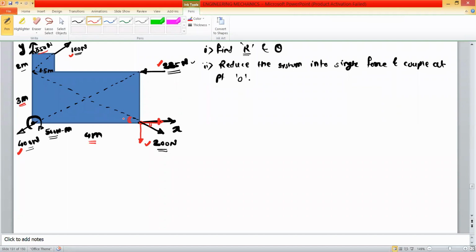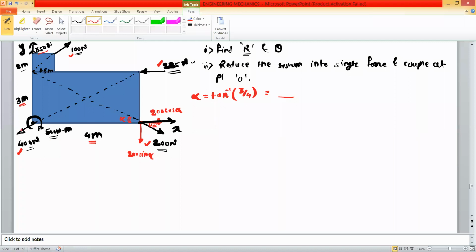Let us take this angle as alpha. So alpha is equal to tan inverse of the opposite side, 3 meter, divided by 4, so it is tan inverse 3 by 4. So you will get the alpha value. This alpha is nothing but this angle. So the x component will be 200 cos alpha and the y component will be 200 sin alpha. This is the resolution for the 200 Newton force.